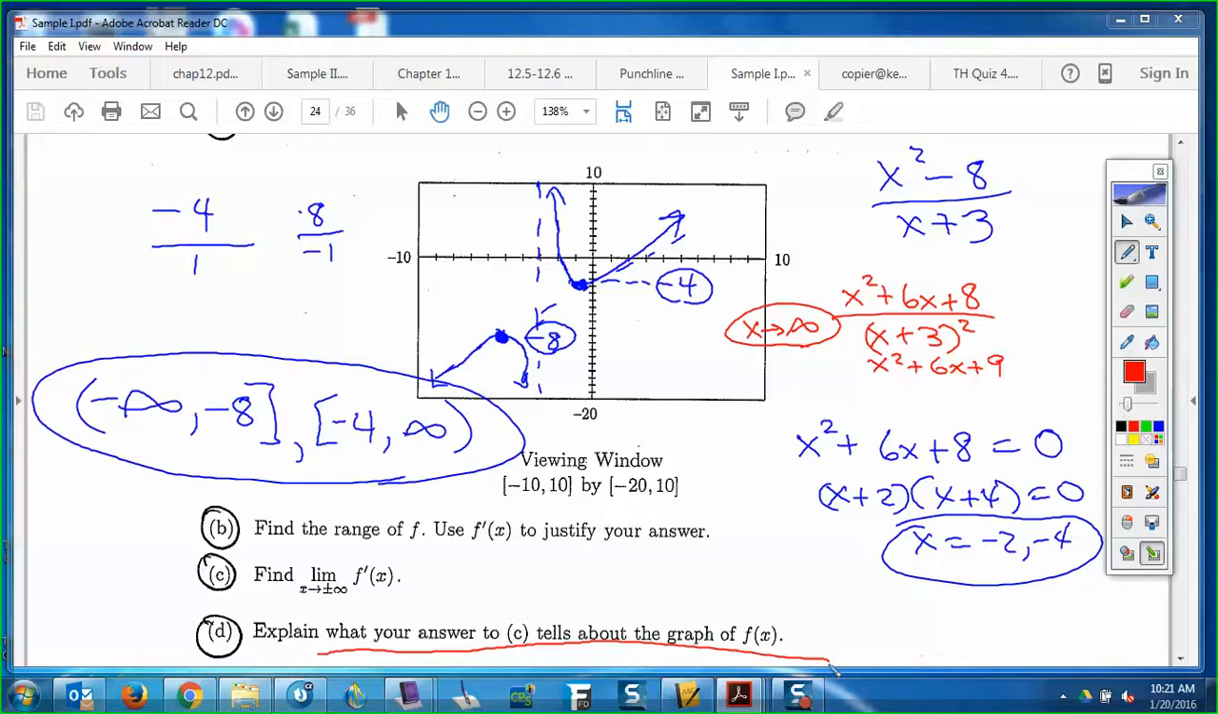What does your answer, part C, tell you about the graph of f? It tells you that the slopes of f are getting closer and closer to 1 as x goes to infinity. That's what answer, part C, tells you about it.